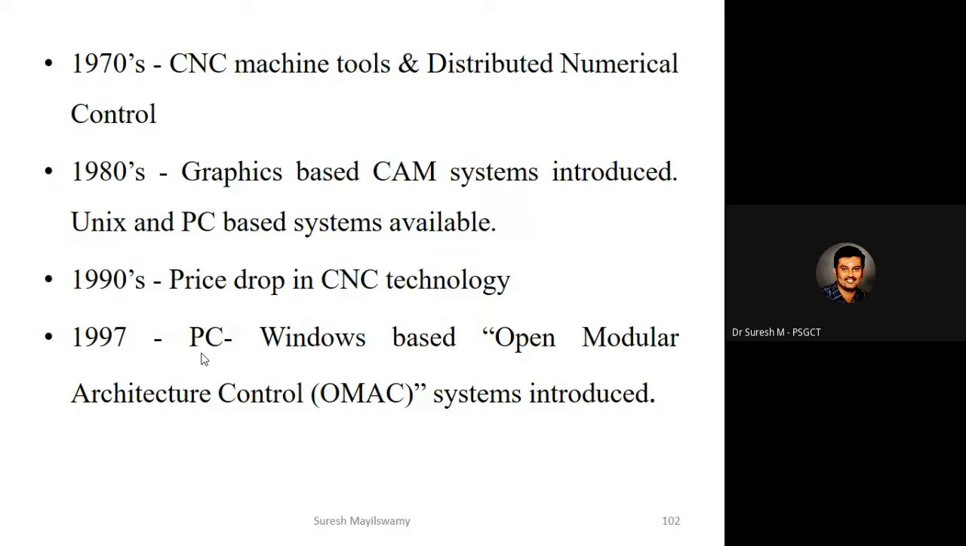In the 1980s, a graphics-based CAM software system is introduced. In the 1990s, there is a price drop in CNC technology, so most industries utilize CNC technology. In 1997, a PC-based open modular architecture control system is introduced.